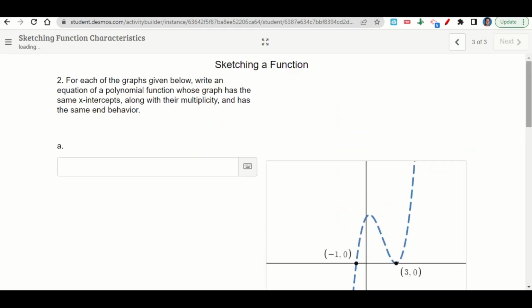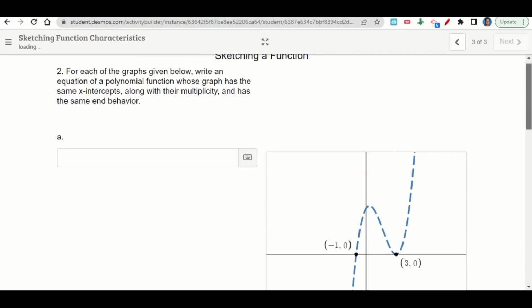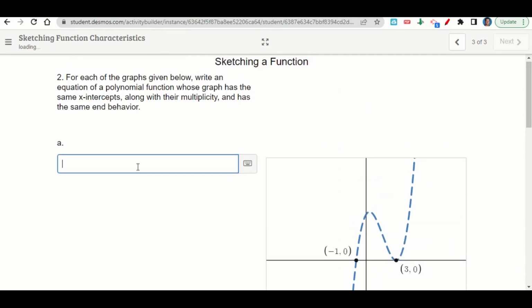For this one, it says, for each of the graphs given below, write an equation of a polynomial function whose graph has the same x-intercepts. So we're going to write an equation that has the same x-intercepts. So we have this one here. Rather than trying to write an equation just straight out, it's easiest to do like this.